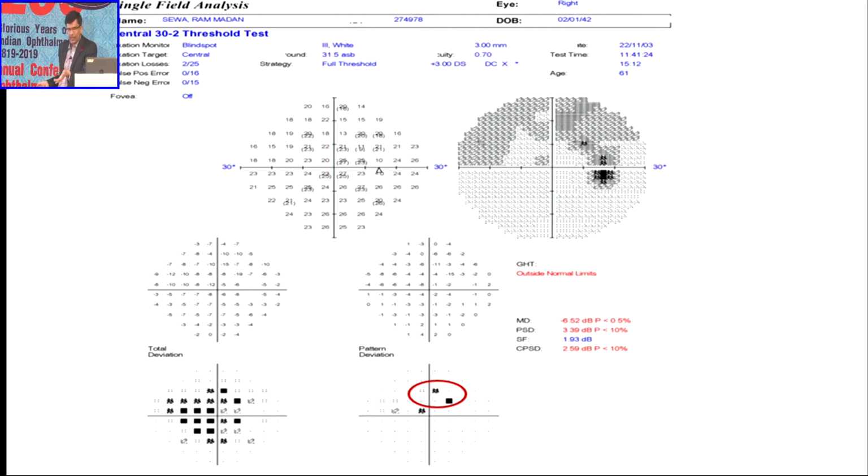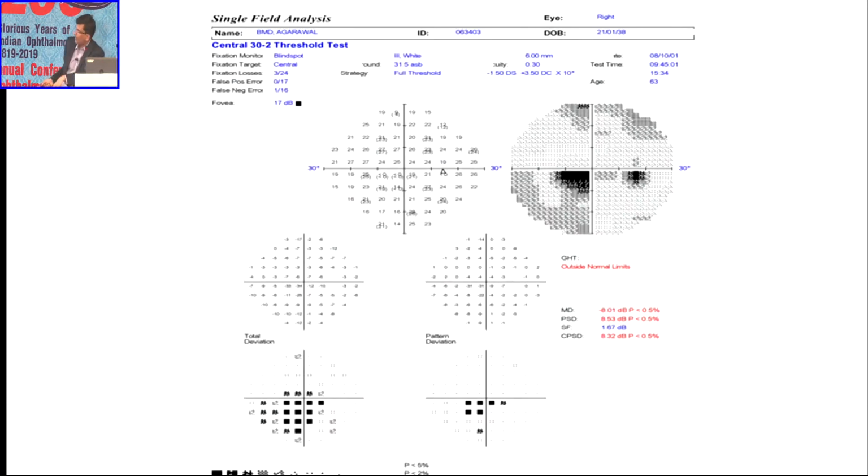They are in the Jeremy's area, yes, and all of them are outside normal. The GHT is outside normal limits. So this could be an early paracentral scotoma. Again, you need to correlate it clinically, and you need to repeat the visual field to actually say that the likelihood of it being glaucomatous is high.